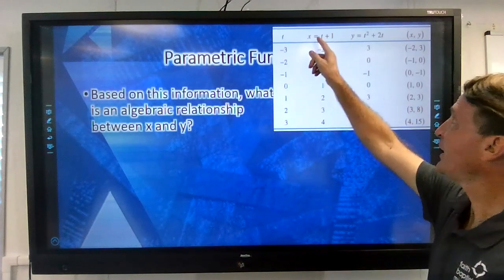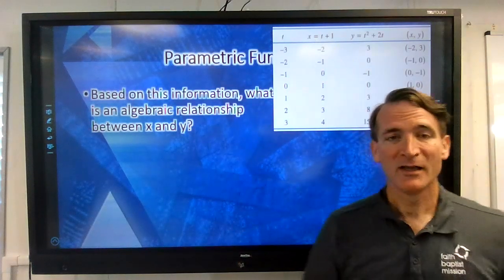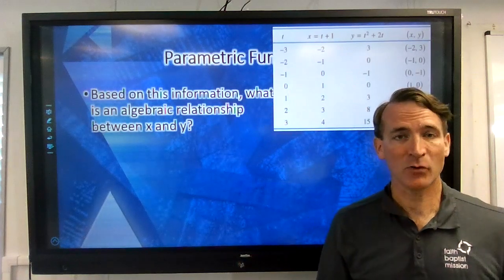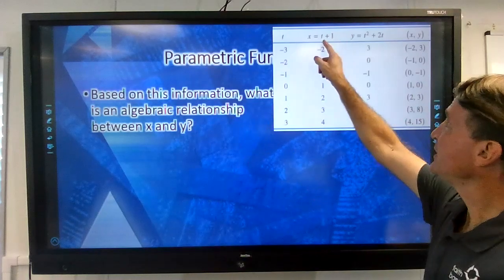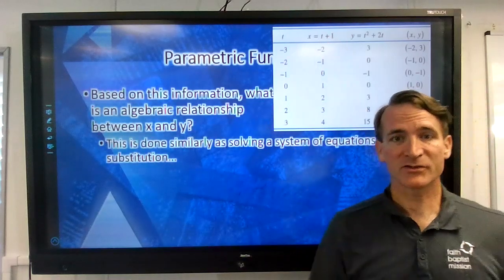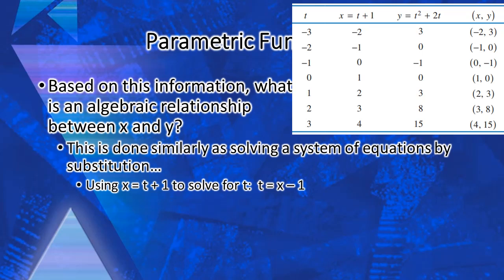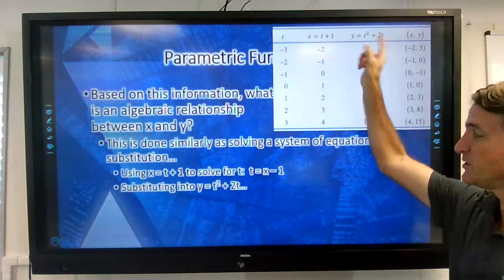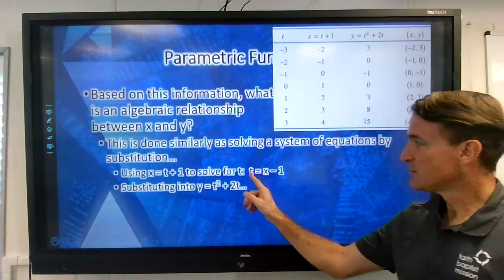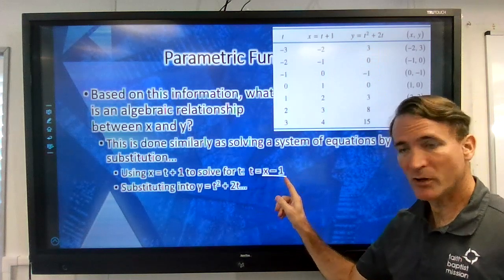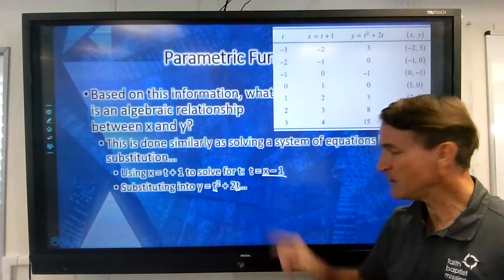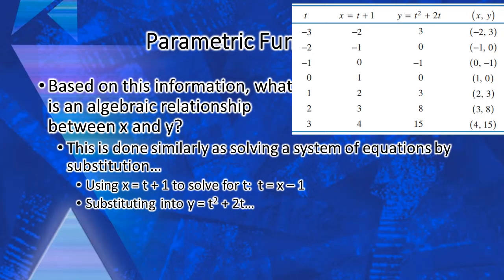So if I take a look at x is equal to t plus 1, if I solve for t in that equation, I get t is equal to x minus 1. Now that I know that t is equal to x minus 1, I can start substituting in my other equation. Taking my original y value of t squared plus 2t, I substitute in the x minus 1 anywhere I have a t in my y function, and then I can distribute.